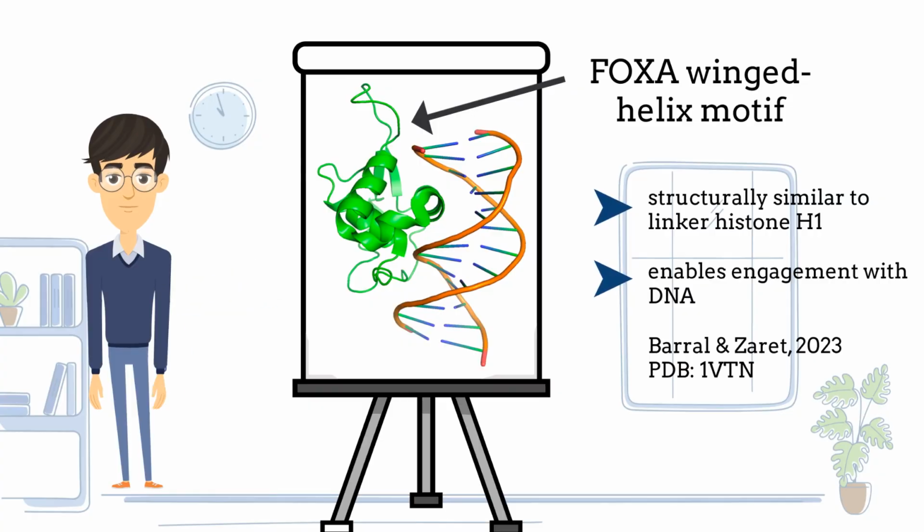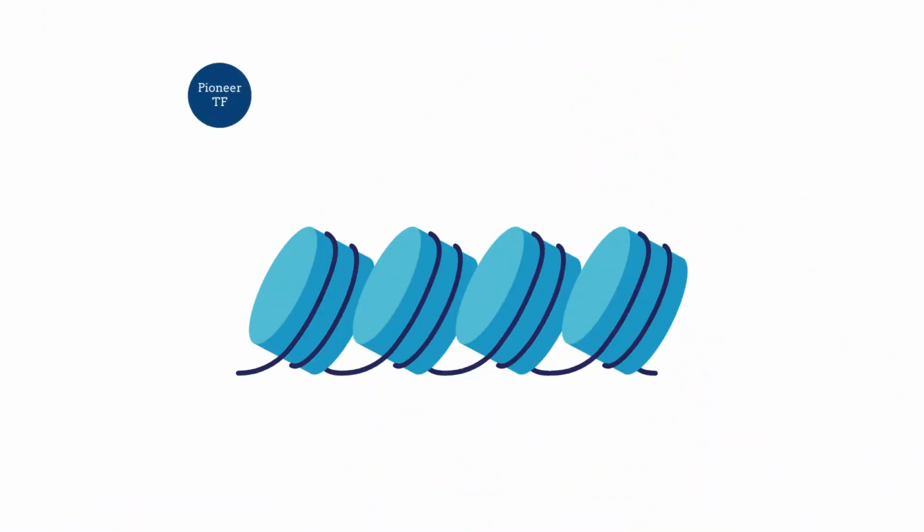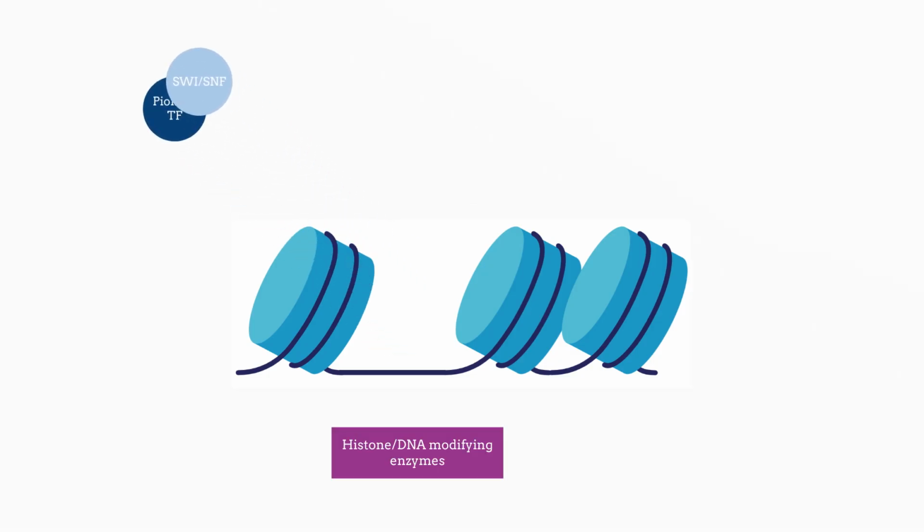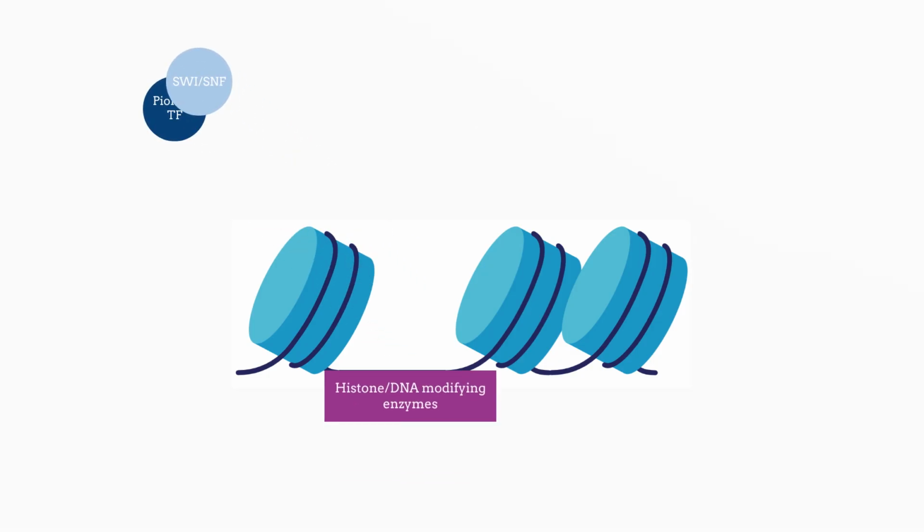For example, the forkhead domain of FOXA proteins contains a winged helix motif structurally similar to linker histone H1, enabling engagement with nucleosomal DNA. After binding, pioneer factors help open chromatin by recruiting ATP-dependent chromatin remodeling complexes, principally the BAF complex, also known as mammalian SWI/SNF, which shift or remove nucleosomes using ATP hydrolysis.